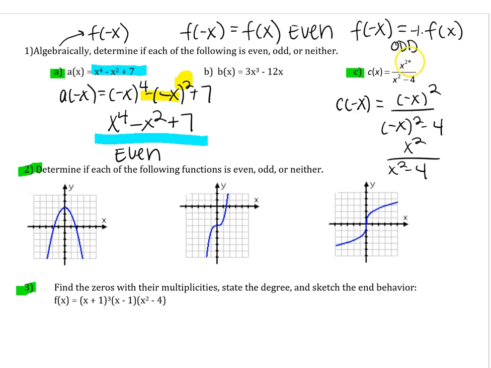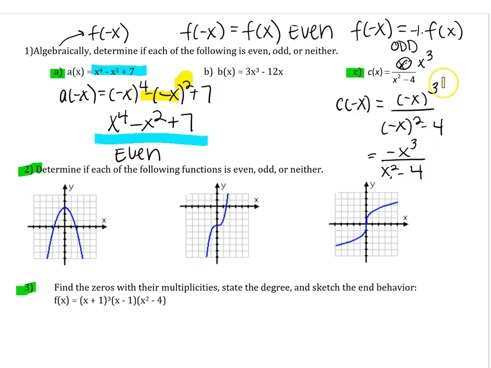Let's pretend I change this exponent to be 3. So let me just change the problem real quick. If this was an x to the third in the numerator, then the numerator would become negative x to the third over positive x squared minus 4.